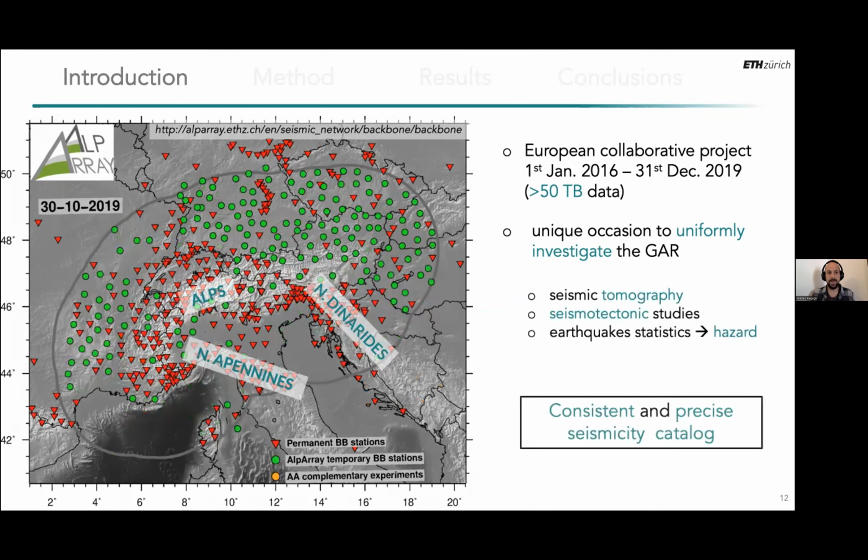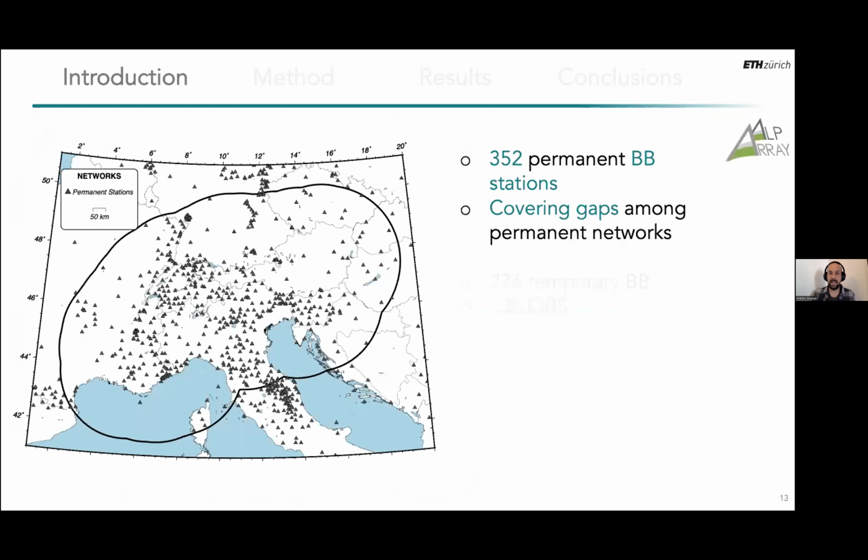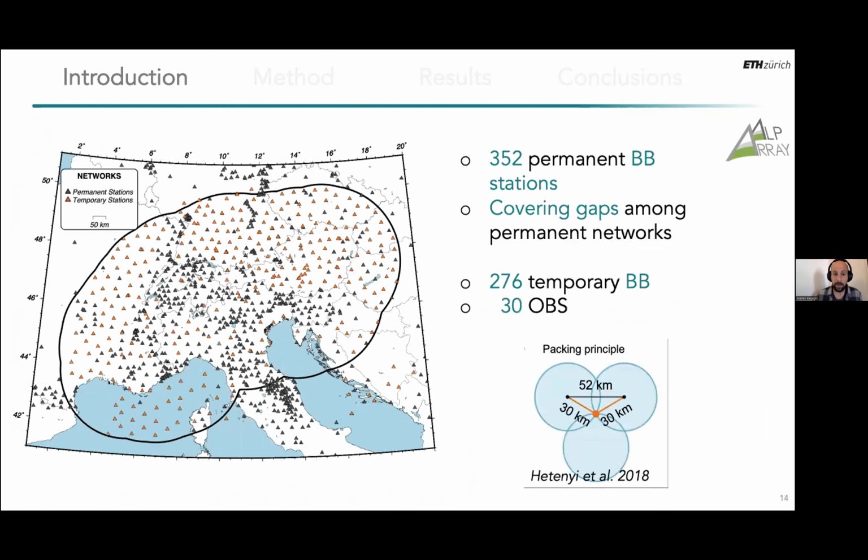All of these studies, though, need to start from a consistent and precise seismicity catalog. And again, I cannot stress enough that the AlpArray project was able to fill the gaps among the permanent network stations. Almost 300 temporary broadband stations were deployed along with ferry OBS in order to obtain, with this hexagonal packaging, almost a 52-kilometer interstation distance.